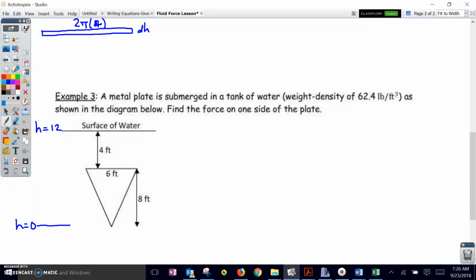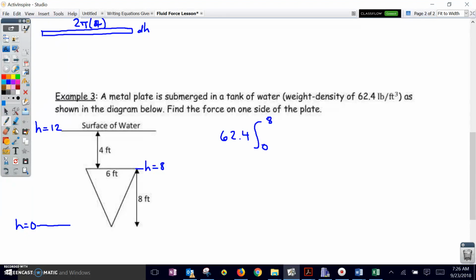My weight density is 62.4. I'm going to integrate from the bottom of the surface to the top of the surface. The surface is 8 feet high, so the top of here is at h equals 8. I'm going to integrate from 0 to 8.